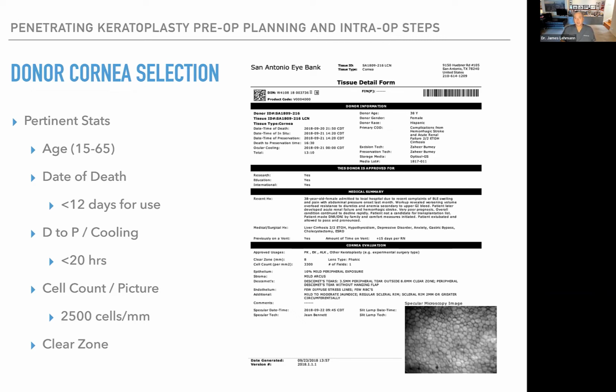The other criteria you want to look at is called the death to preservation time. That's from when the patient, or the decedent, died and then the graft was harvested.